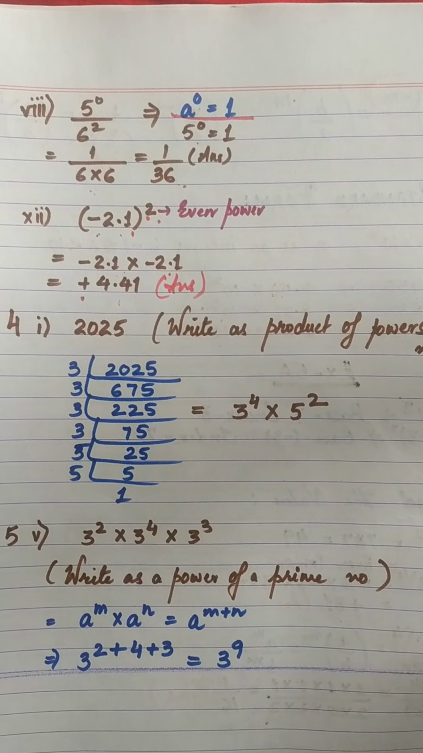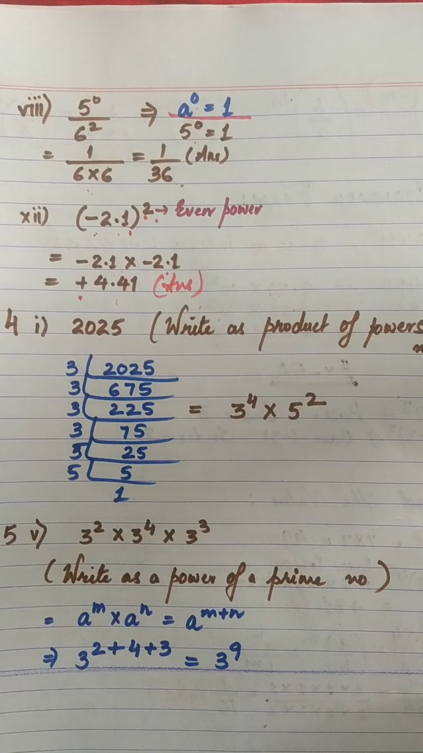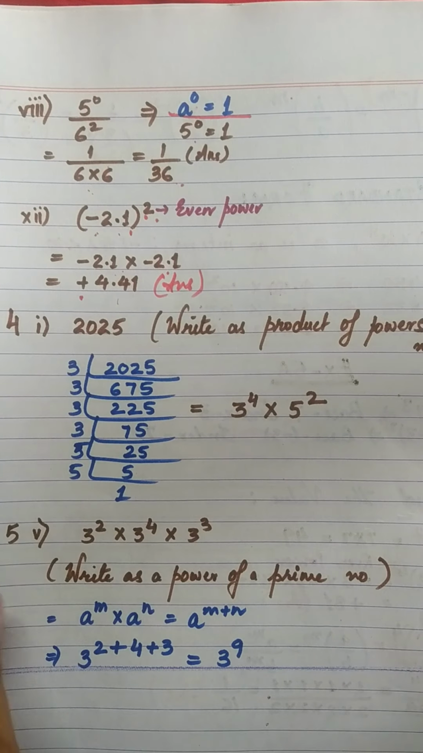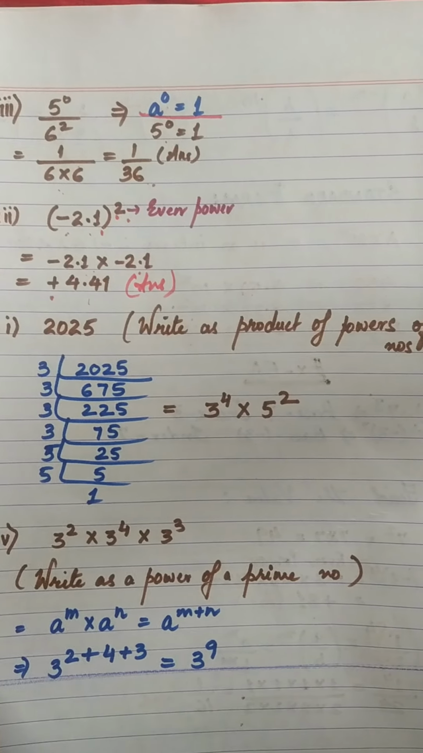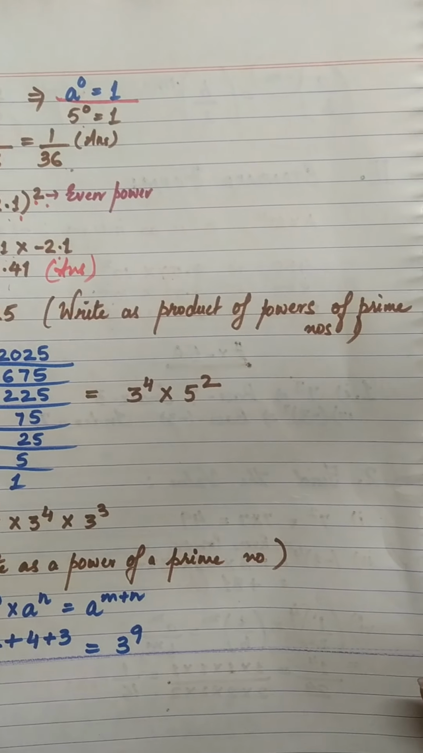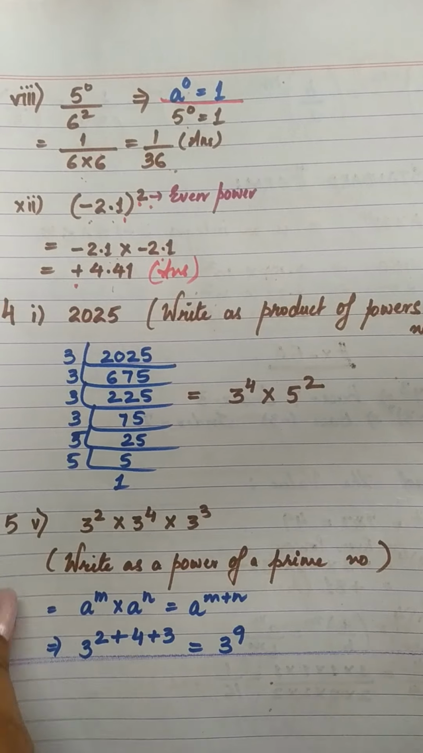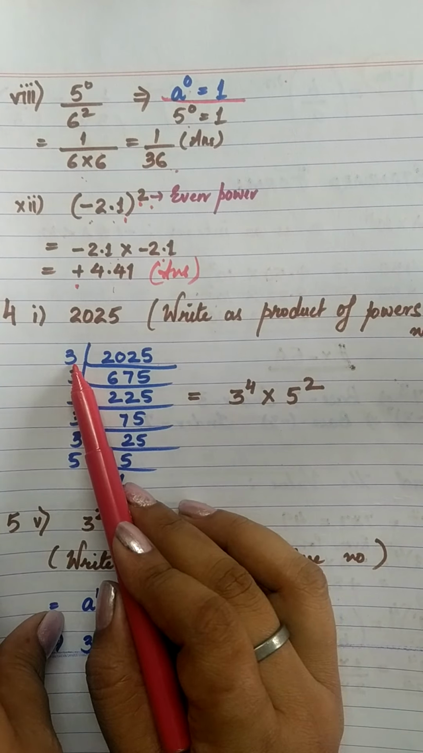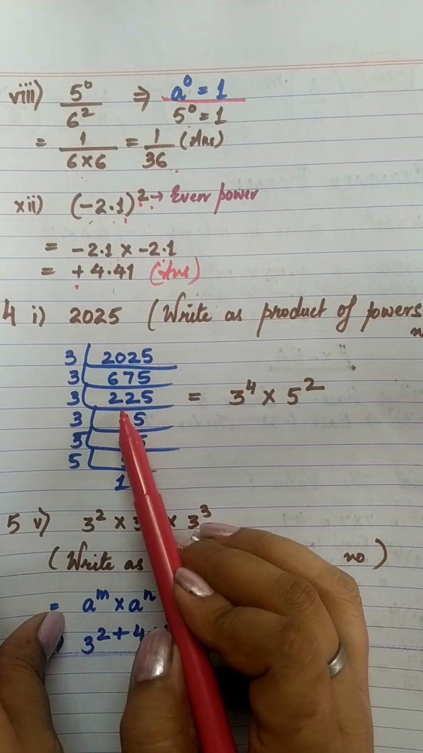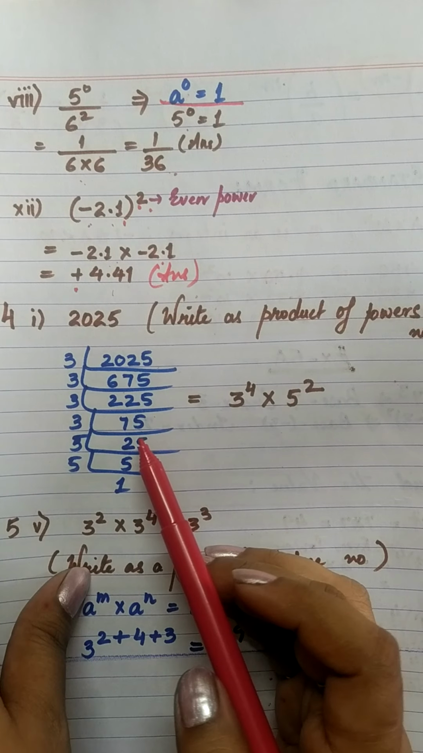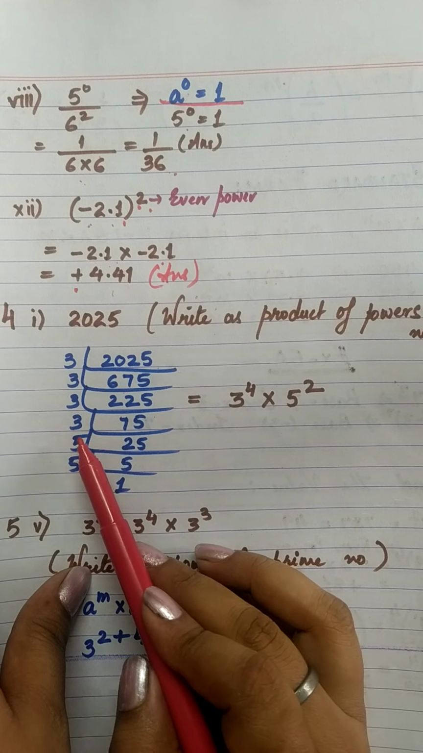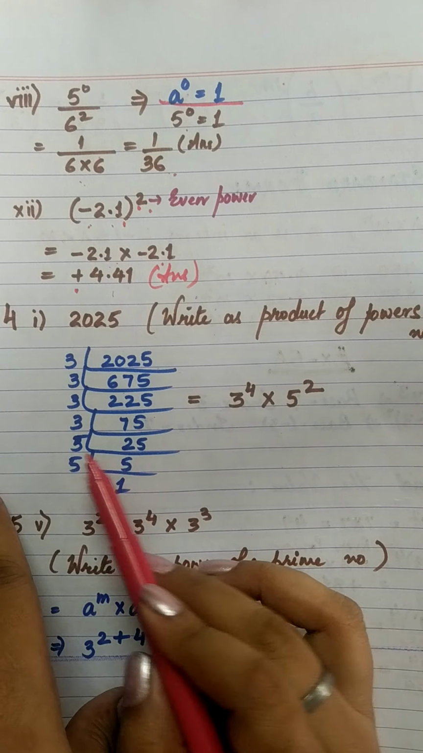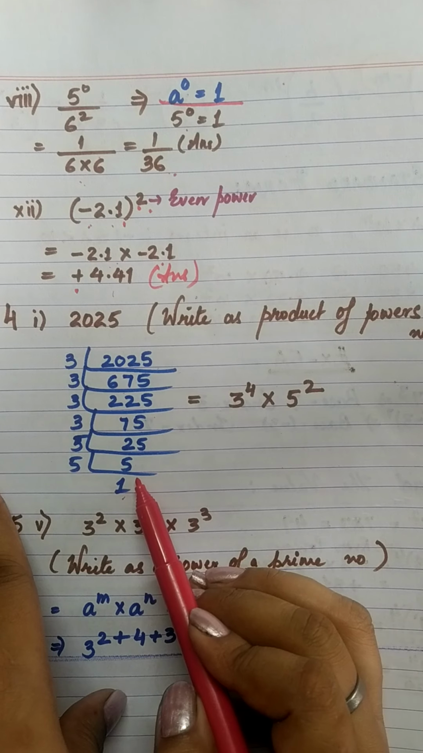In question number 4, you have to find out and write it in the form of exponents. So 2025, children, you have to write it as product of powers of prime numbers. So that is 2025. If I am finding out the prime factors of it, starting with 3, 675, again with 3, 225, again with 3, 75, then with 3, 25. Now 25 will go with 5, 5 5s are 25, and again 5 1s are 5.